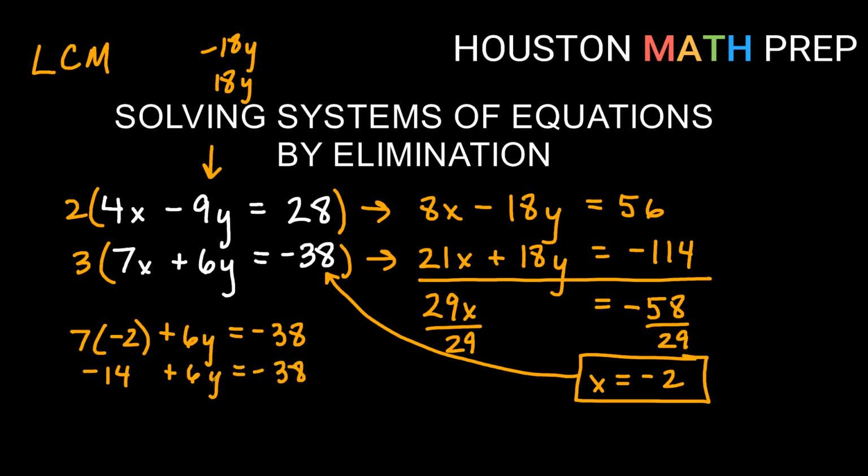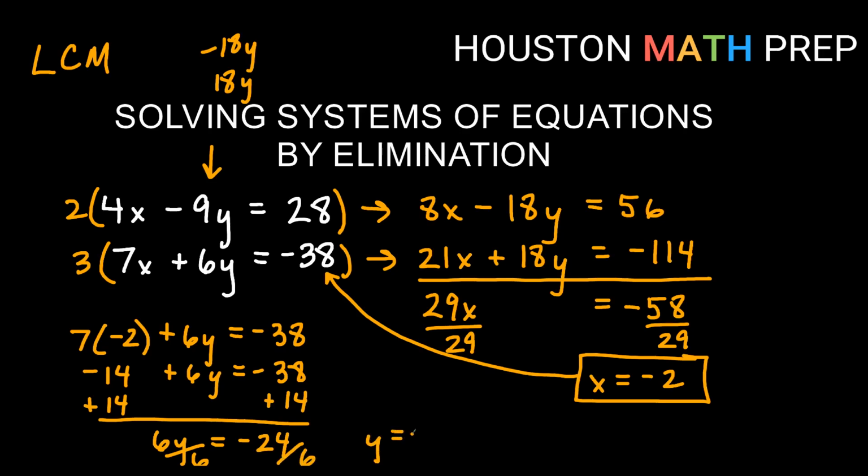And then solving for y, so get rid of the other term, add 14 to both sides. That gives us 6y equal to -38 plus 14, which is -24. We'll have to divide by 6 on both sides, and once we do that, that will give us y equal to -4. Okay, so there's our answer, x equals -2 and y equals -4.